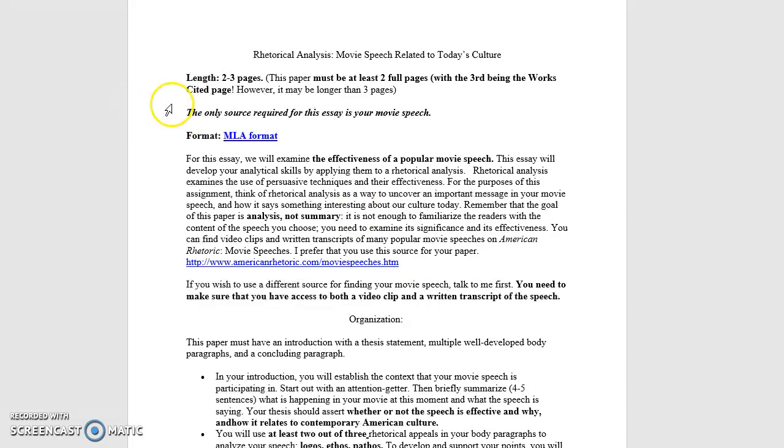Your third page can be your works cited page. The only source, it says here, the only source that you should even use for this essay is the movie speech that you choose. Because basically the rhetorical analysis is going to examine the effectiveness of a popular movie speech, and you can choose whatever movie speech you want.